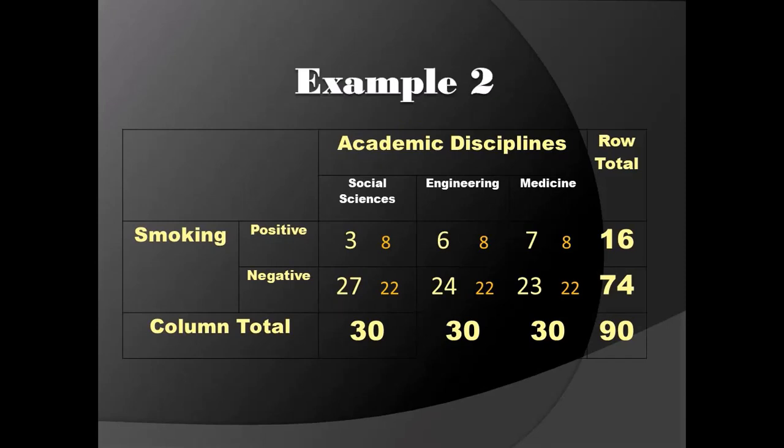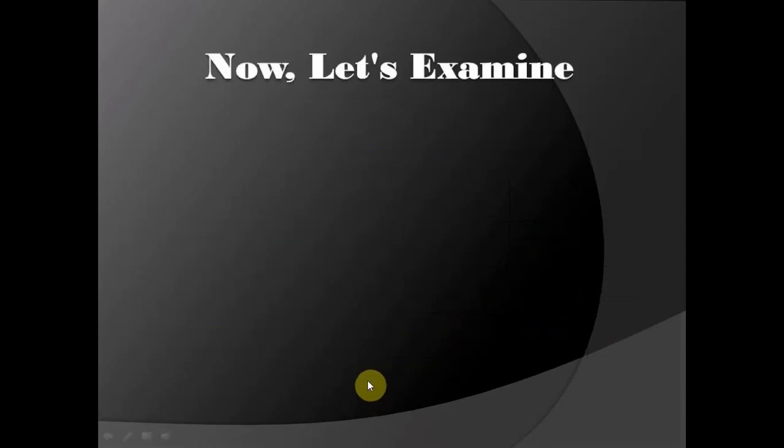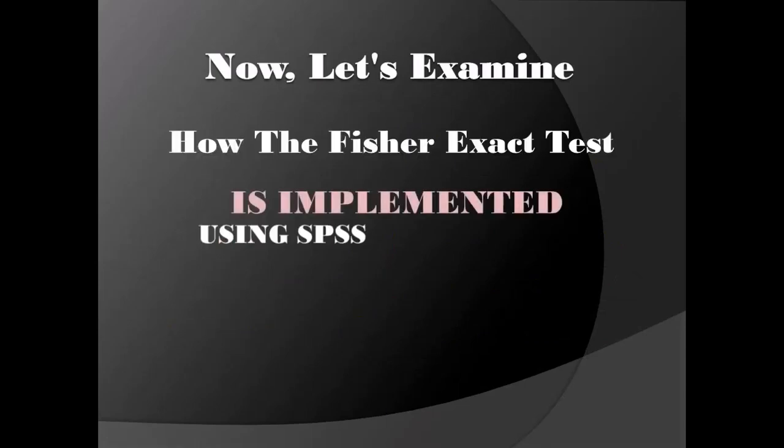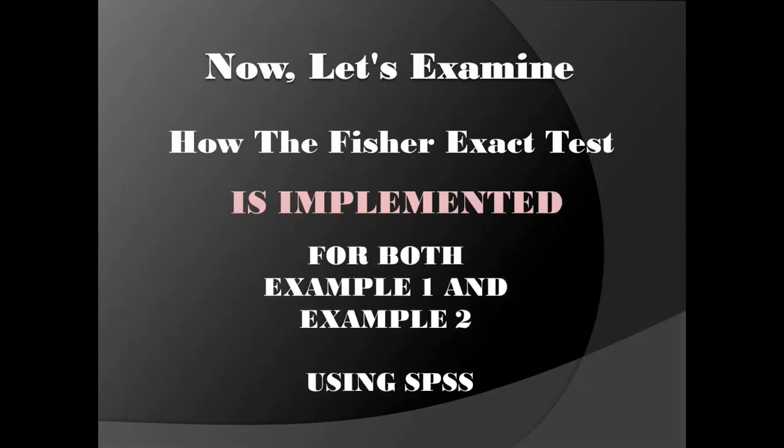I have already computed the expected values for each of the cells and have written them in the respective cells. As can be seen, all the expected values exceed 5. In such instances, the chi-square approximation test yields acceptable results. However, we can still consider using Fisher's exact test. Now, let's examine how the Fisher exact test is executed for both example 1 and example 2 using SPSS.